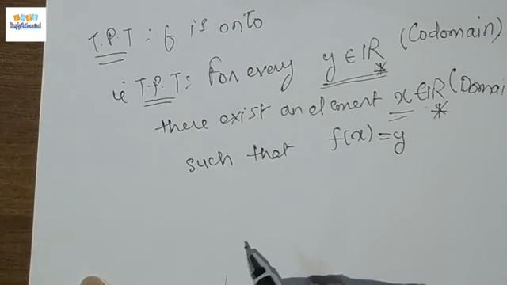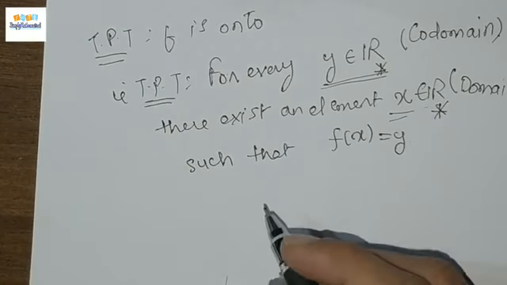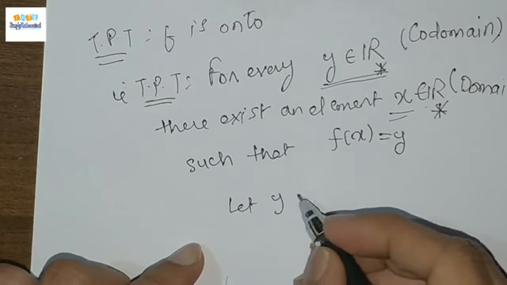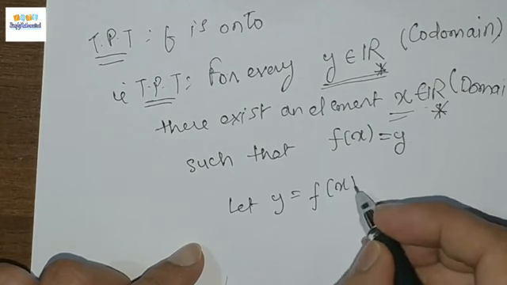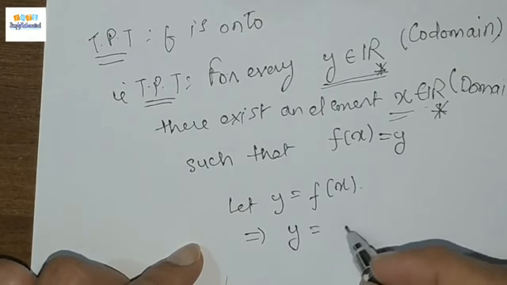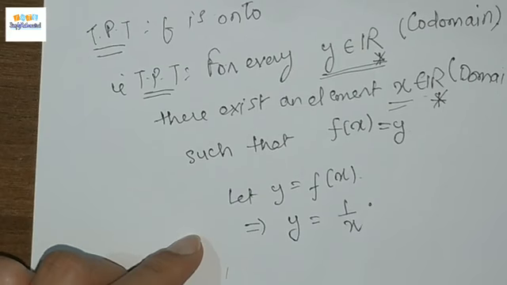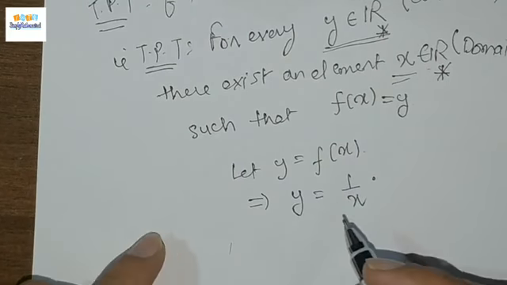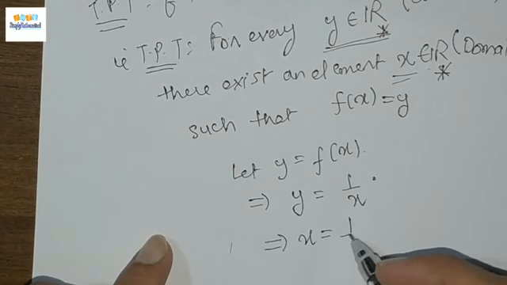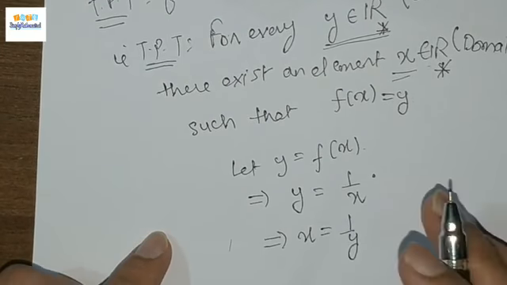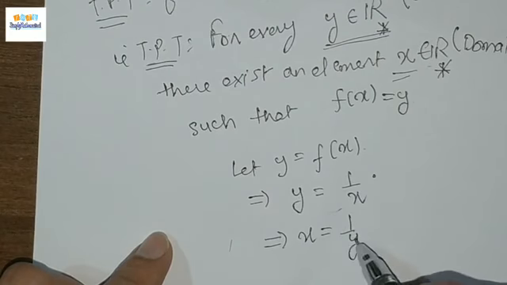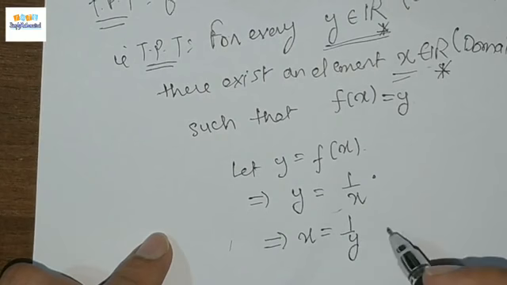Now how to prove this? Whenever you prove this, what you do is let y be equal to f(x). This implies y is equal to 1 by x. That means x is equal to 1 by y, because if you take x here and y here, you will get this. x is equal to 1 by y.